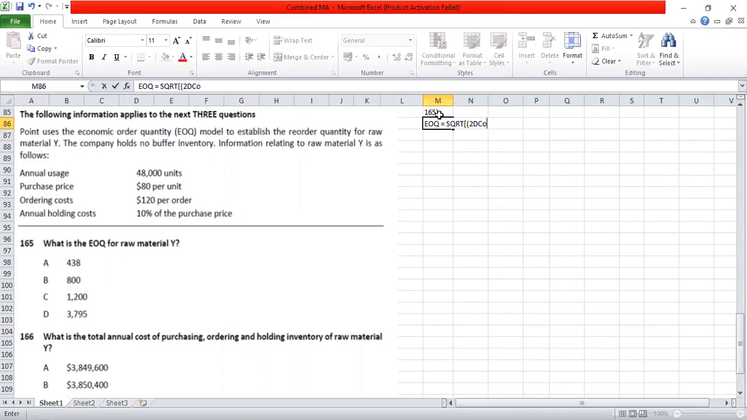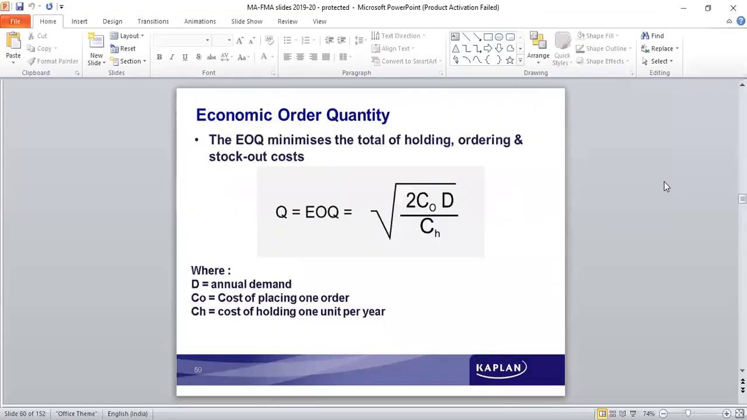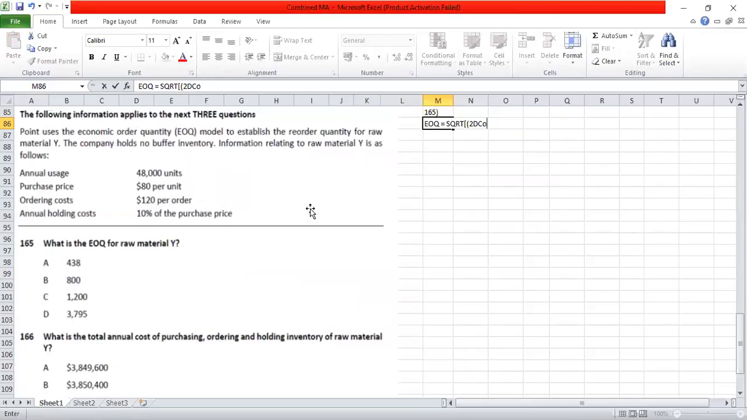Let me show you the formula, because I cannot put the square root symbol here and then write it. I'm just writing it in the form of an equation. 2 into D is the annual demand, and CO is the ordering cost. Divided by, in the denominator, we have CH. CH is cost of holding the inventory. So 2D, demand, CO is ordering cost, divided by holding cost, CH.